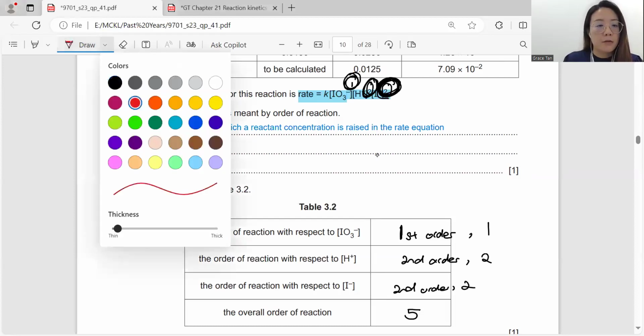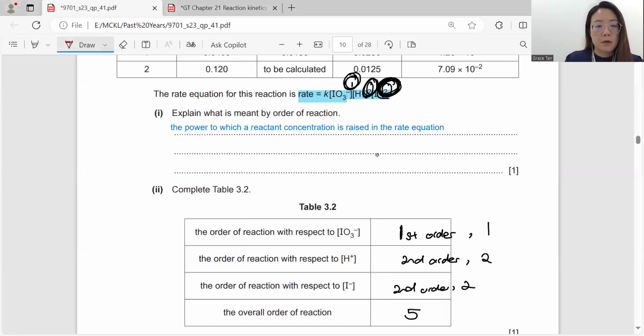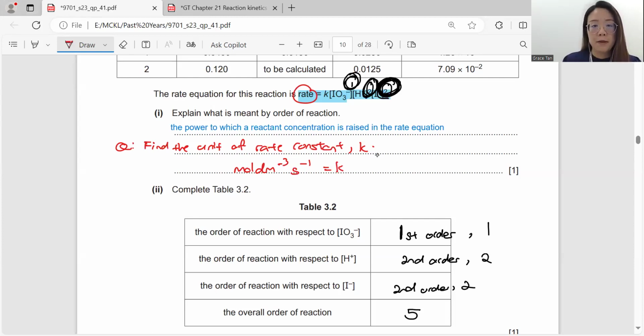Now, first, find the unit of the rate constant, which is your k. Everybody, you have to refer back to the rate equation given on top. Rate over here has the unit mole per dm cube per second. Now, k is the unit that we want to determine. Iodate is a concentration, so the unit is mole per dm cube.